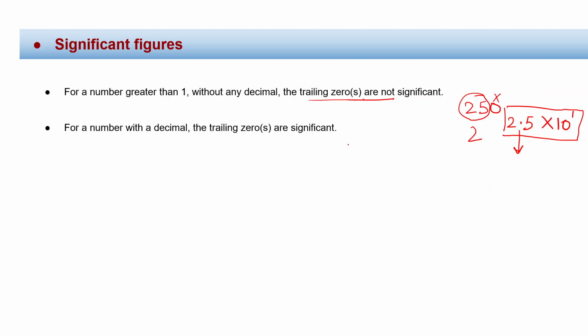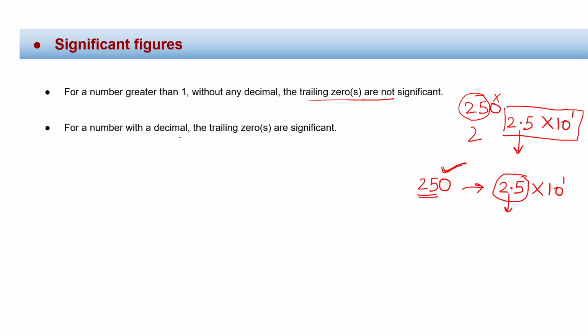Let me explain this again. If I have a number like this, then the number of significant figures is 2, because this trailing or last zero is insignificant. Why? Because in scientific notation we should write in exponents and powers, and when I write it like this, you can clearly see that the number of significant digits or significant figures will be 2. So that's why this rule is there.